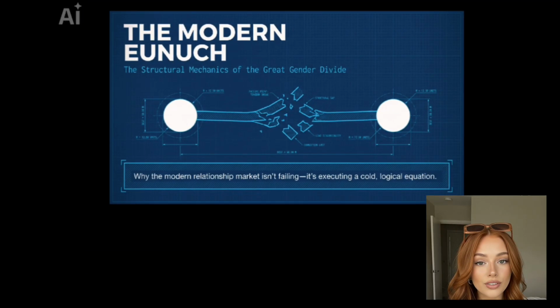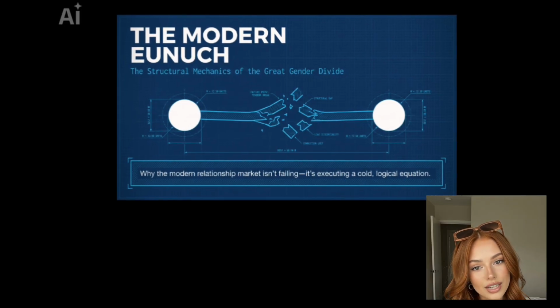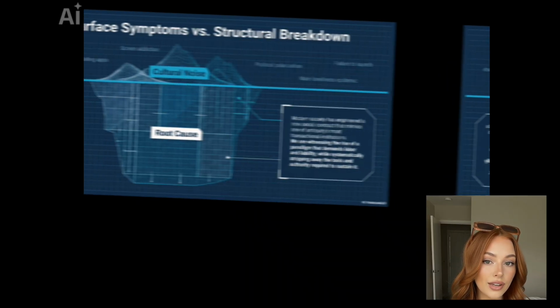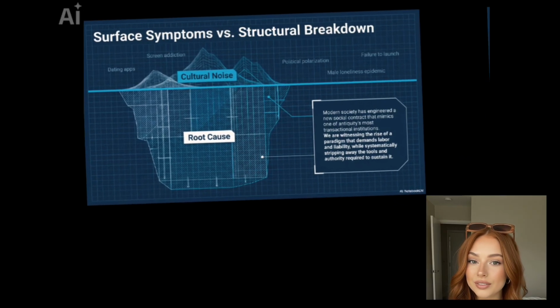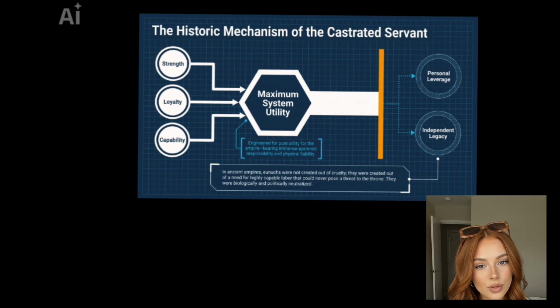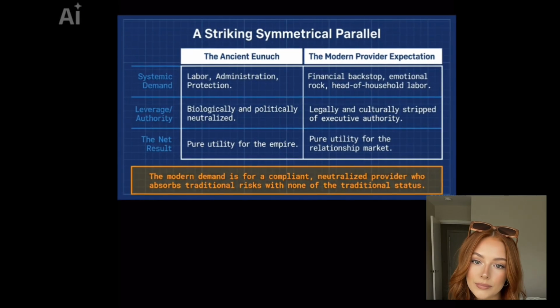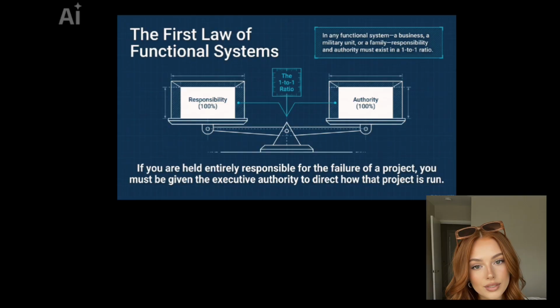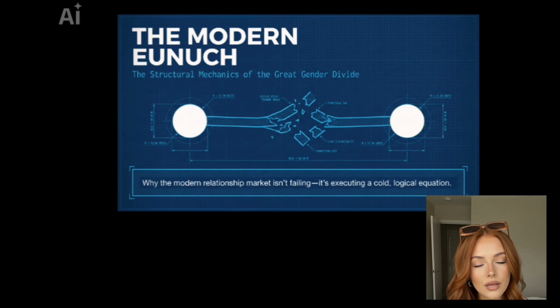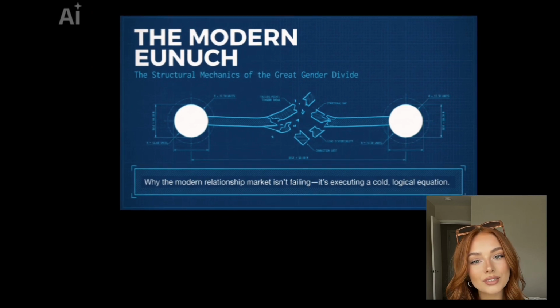The Modern Eunuch, the structural mechanics of the great gender divide. Every week, a new piece of data emerges detailing the widening chasm between young men and women. We read about plummeting marriage rates, the male loneliness epidemic, and the rise of movements where men simply opt out of the relationship market altogether.